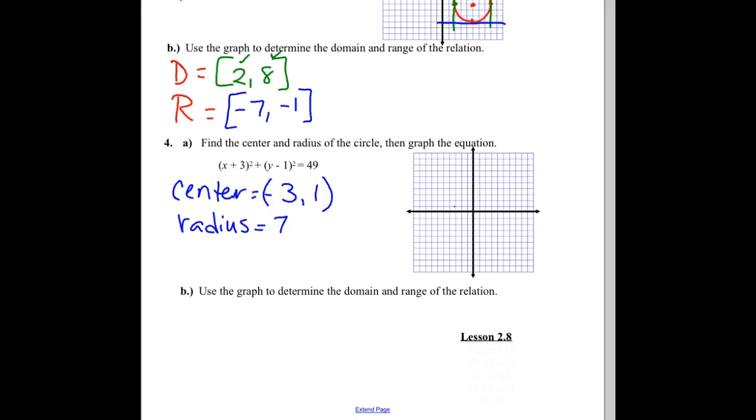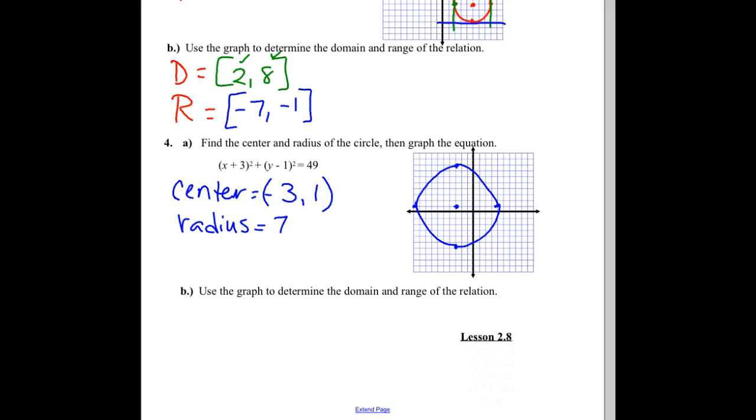So let's graph that. (-3, 1) will be over here. And we're going up 7, down 7, left 7, and right 7. All right, pretend that's a circle.